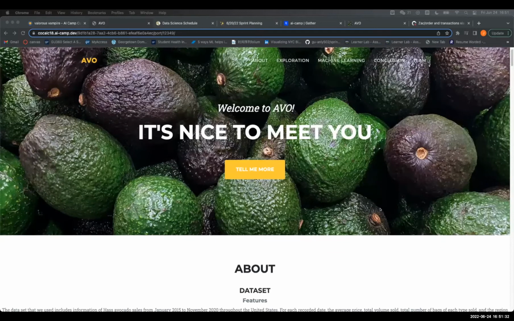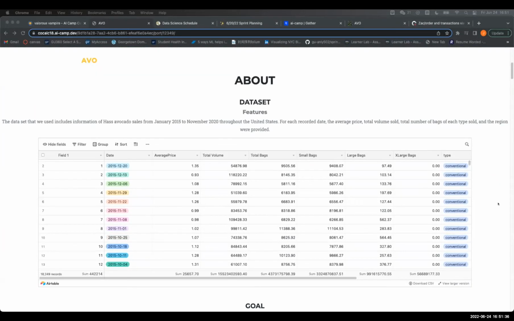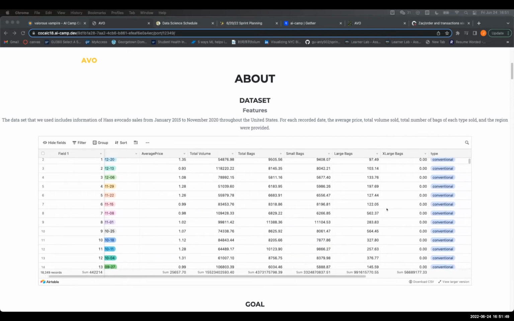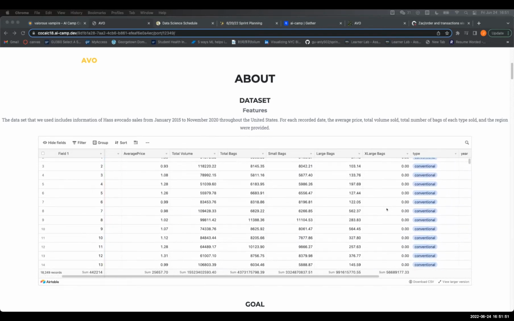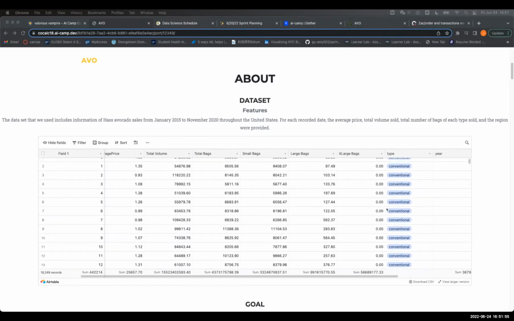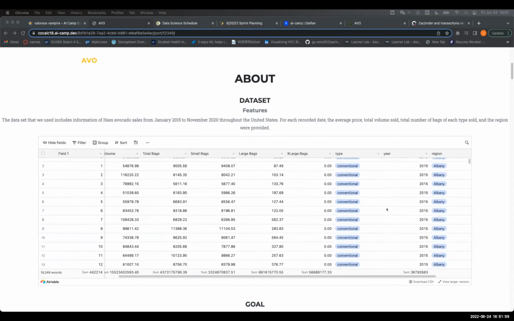Our group chose the dataset Avocado Prices, containing information regarding the sale of Hass avocados throughout the nation from January 2015 to November 2020 throughout the United States. For each recorded date of the sales to distributors across the nation, the average price, total volume sold, total number of bags of each type sold, and the region were provided. At first, we chose this data set because it would allow us to have a lot of flexibility to make visualizations and machine learning models.